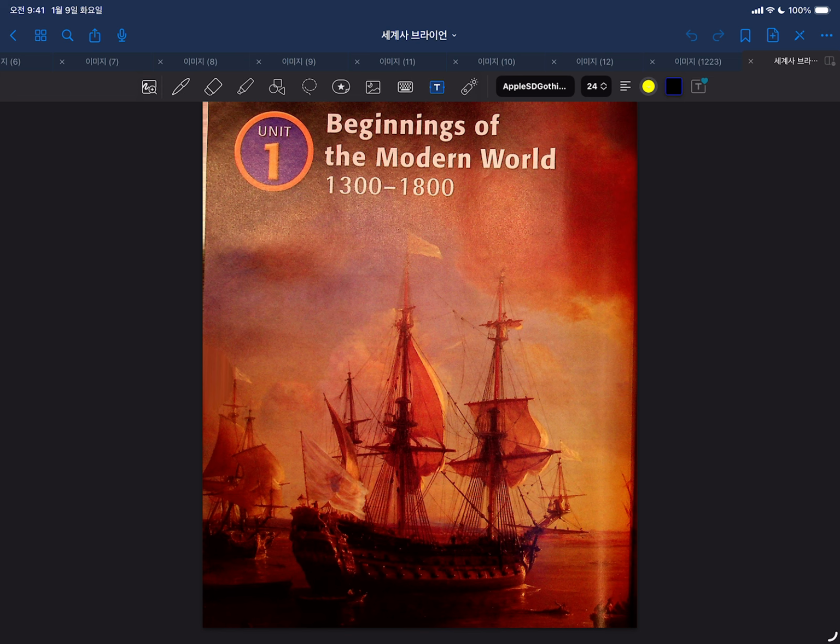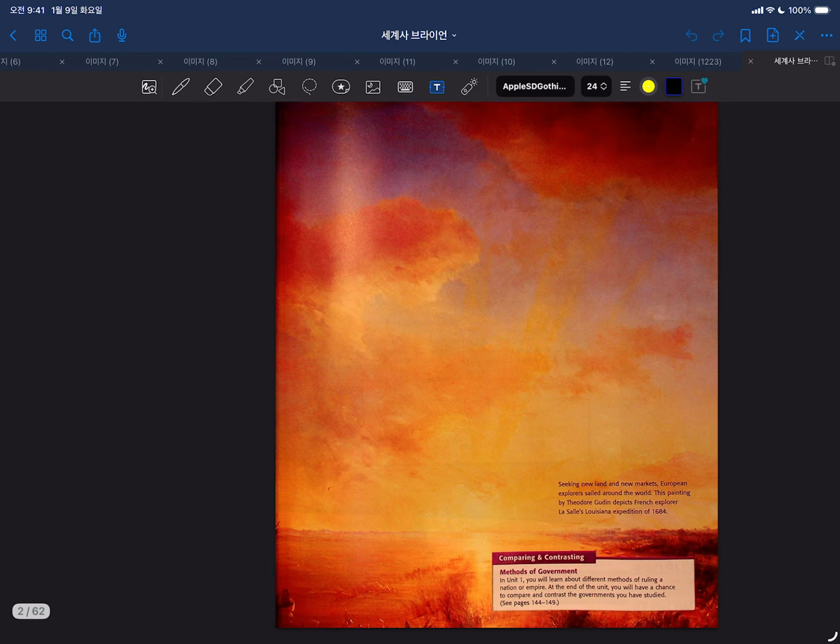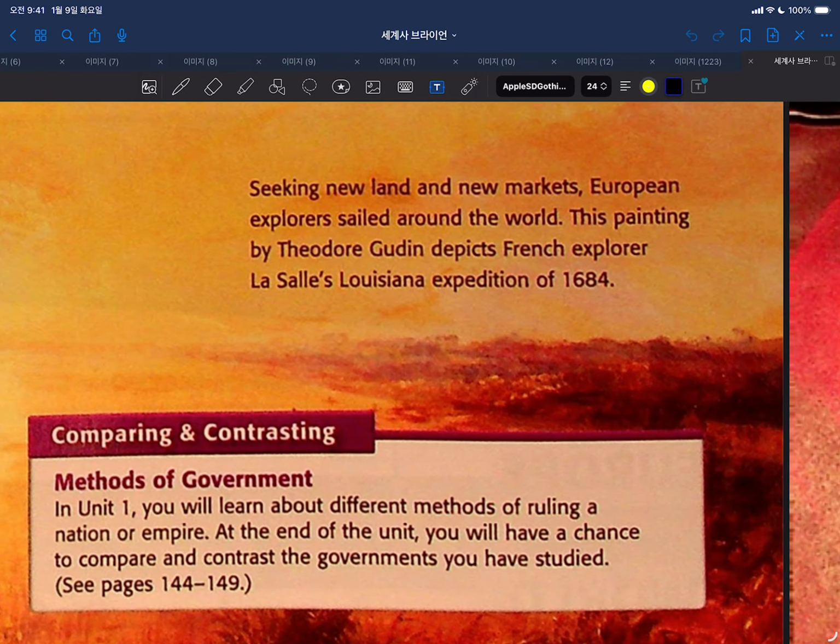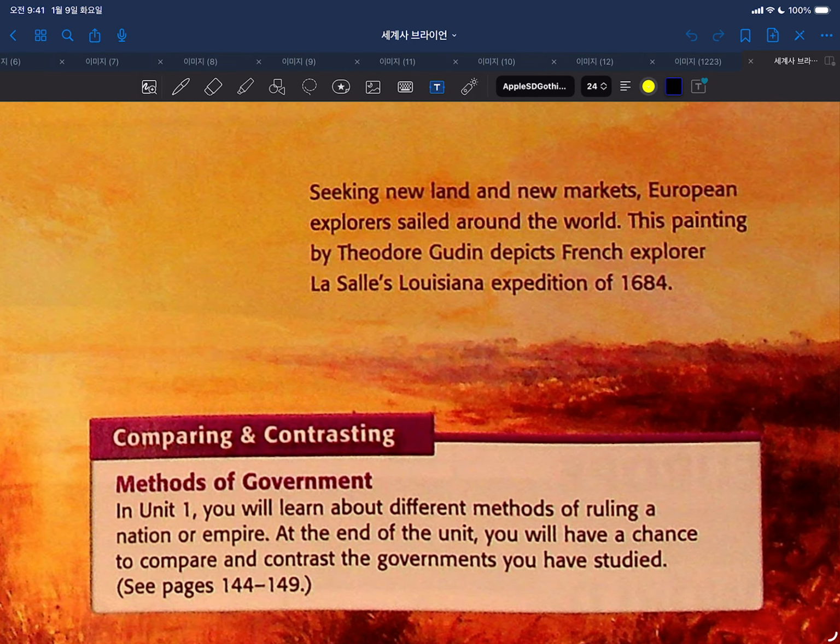Unit 1, Beginnings of the Modern World, 1300 to 1800. Seeking new land and new markets, European explorers sailed around the world. This painting by Theodore Gaudin depicts a French explorer La Salle's Louisiana expedition of 1684.